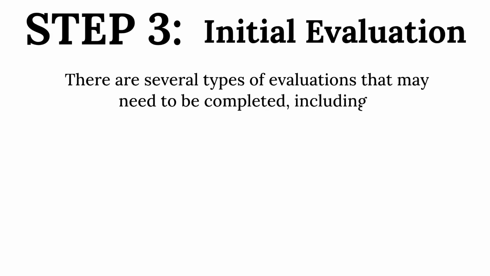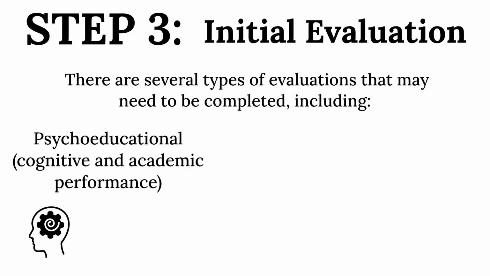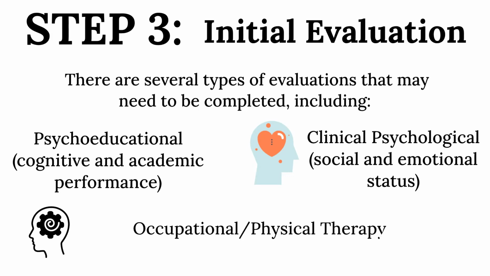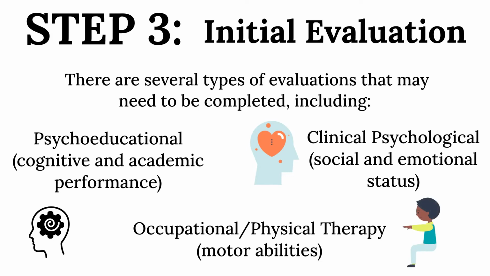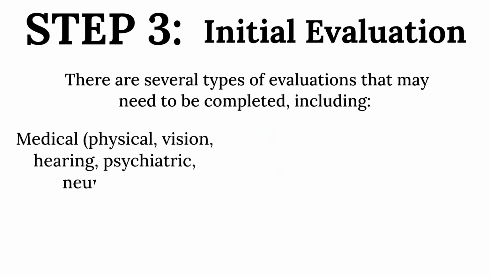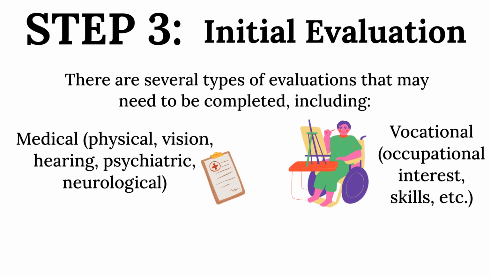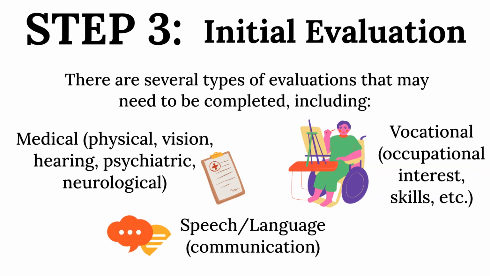There are several types of evaluations that may need to be completed, including a psychoeducational analysis of cognitive and academic performance, clinical and psychological tests that evaluate social and emotional status, occupational and physical therapy tests, which look at motor abilities, medical evaluations, reviewing physical, vision, hearing, psychiatric, and neurological statuses, speech and language tests looking at communication, vocational assessments identifying occupational interests and skills, and there may be additional tests not listed here.